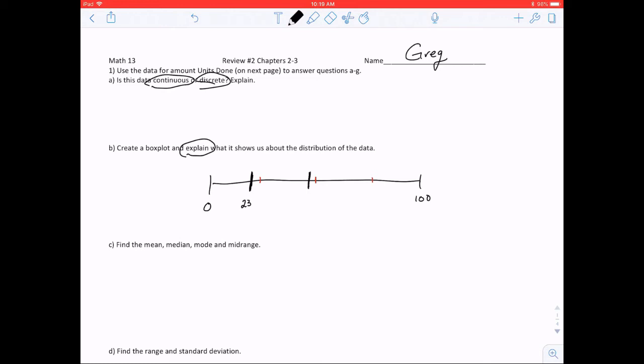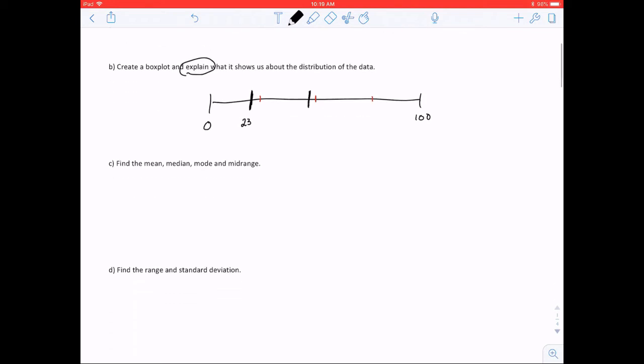Mean, median, mode, and range. So that's pretty straightforward. Mode is the number that shows up the most. Notice that there can be a tie. Like if there's 3 people that have 50 units and there's 3 people that have 60 units, then there could be 2 modes.